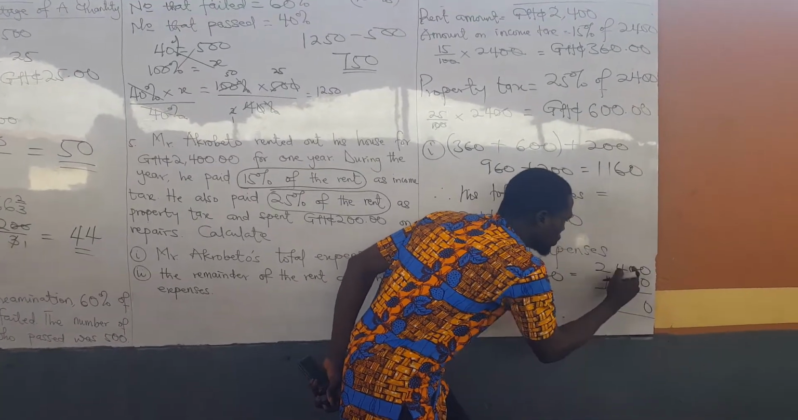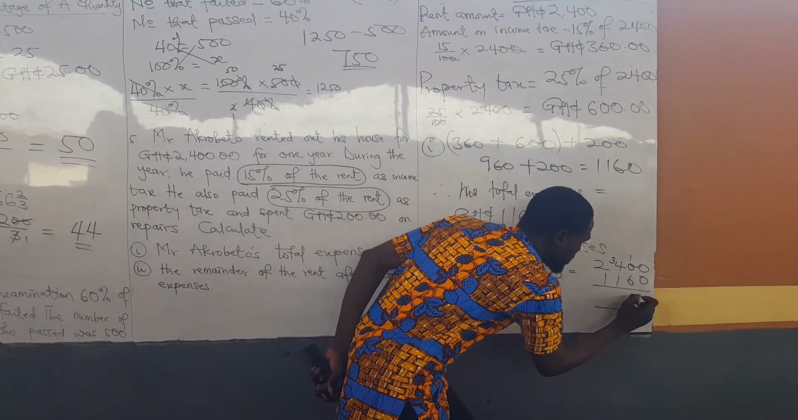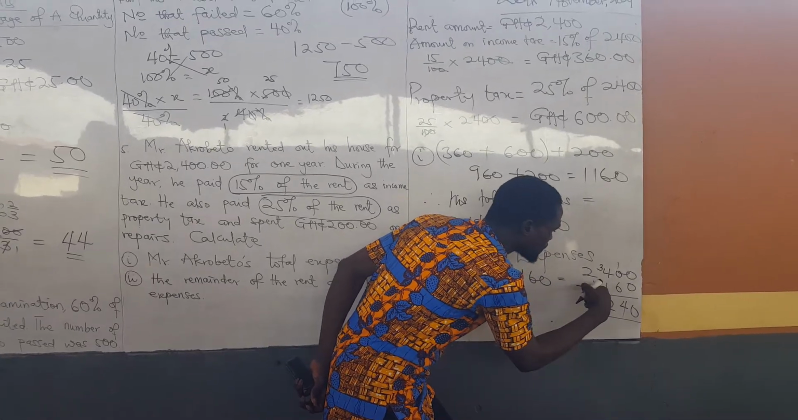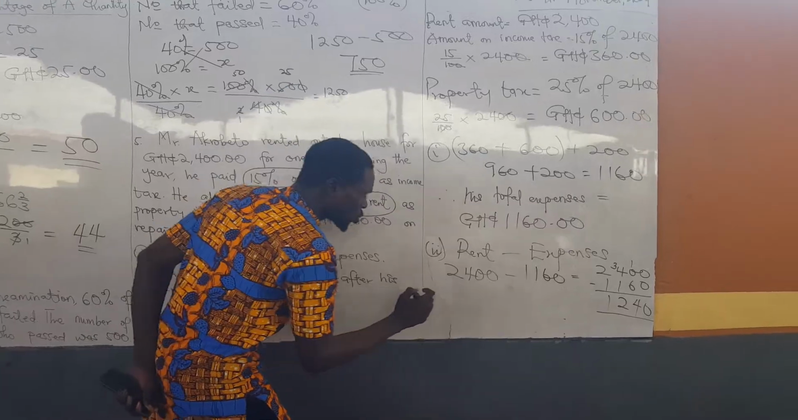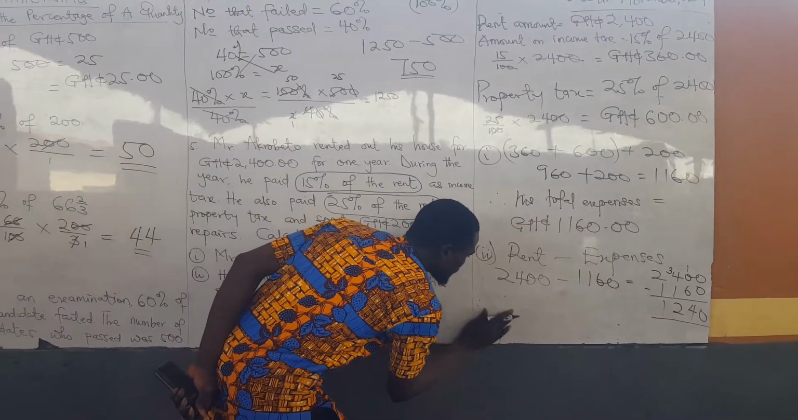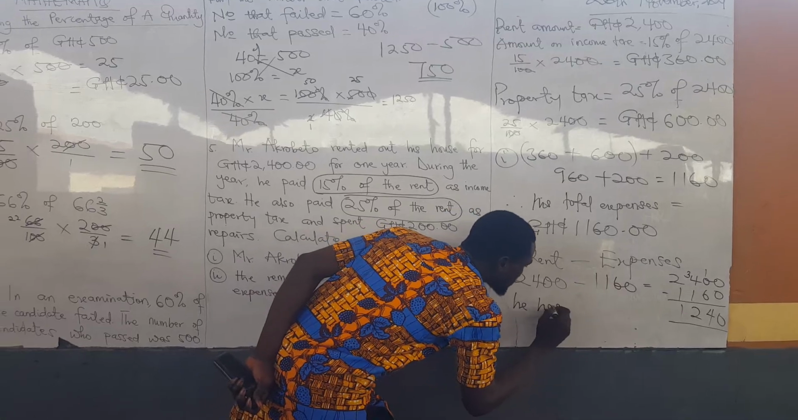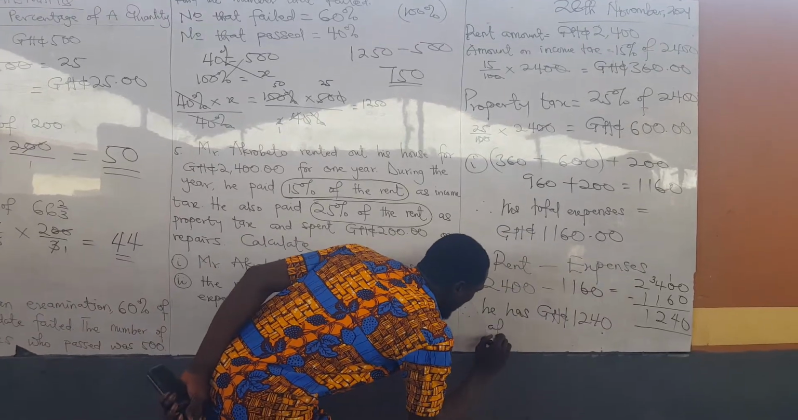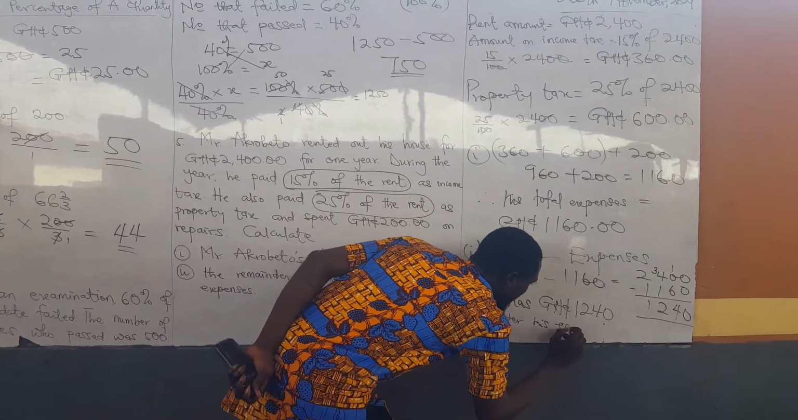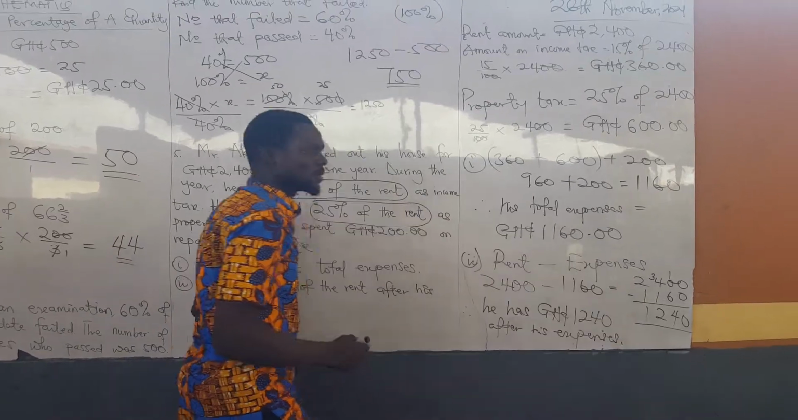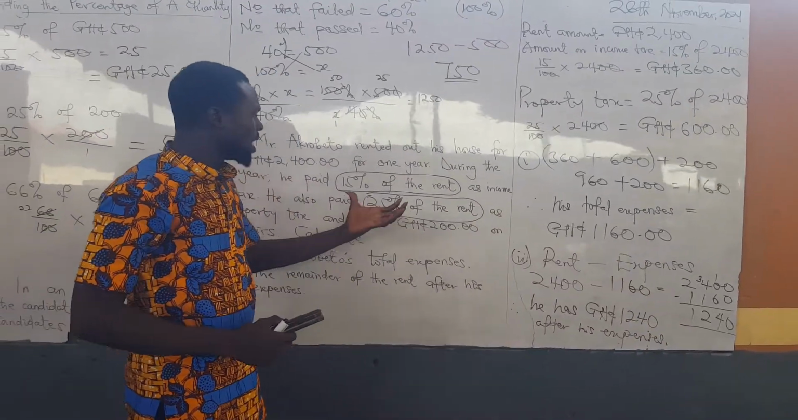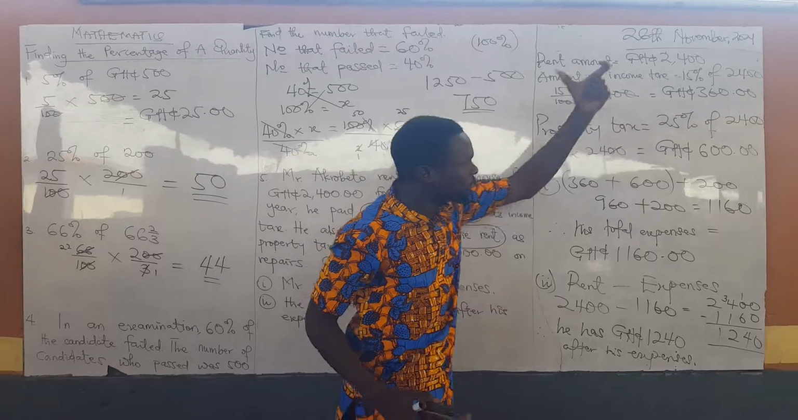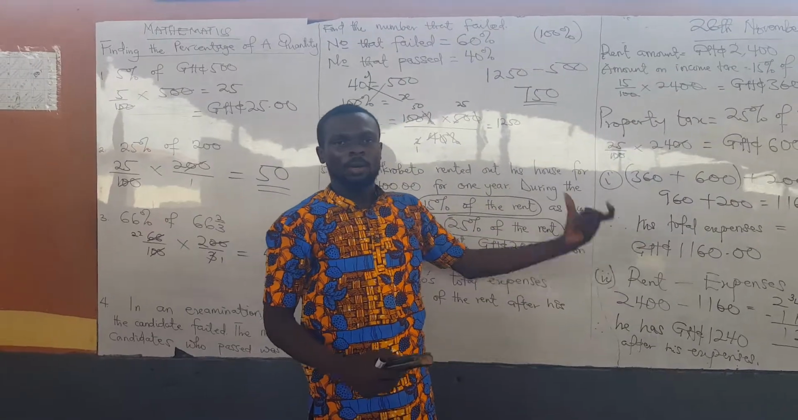0 minus 0 gives 0. Then 0 minus 6 is not possible, so we borrow 3. This will give us 4. Now 3 minus 1 will give us 2. 2 minus 1 will give us 1. So therefore he has 1,240 after his expenses. So when you look at this word problem, by just identifying the given information, we'll be able to solve it.